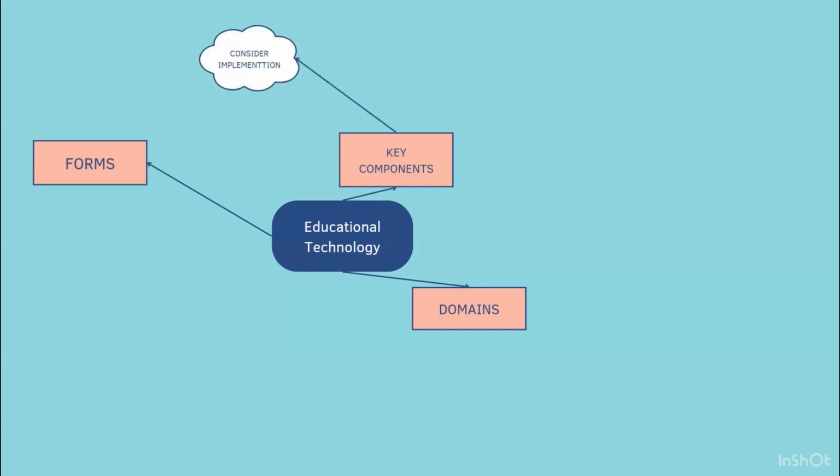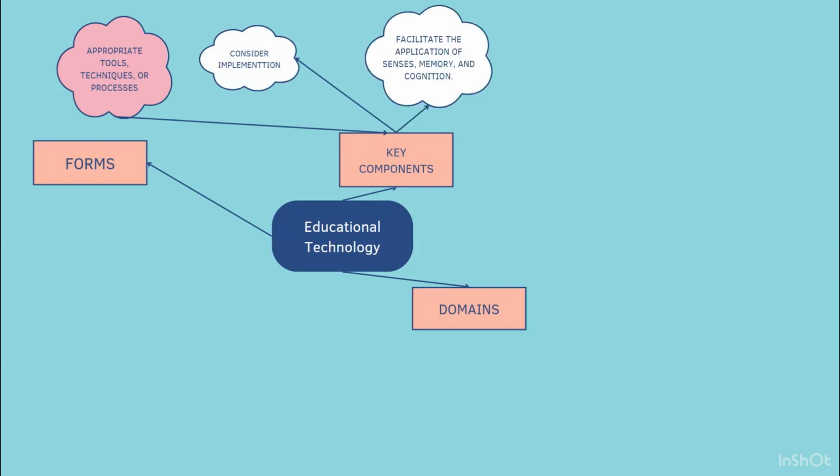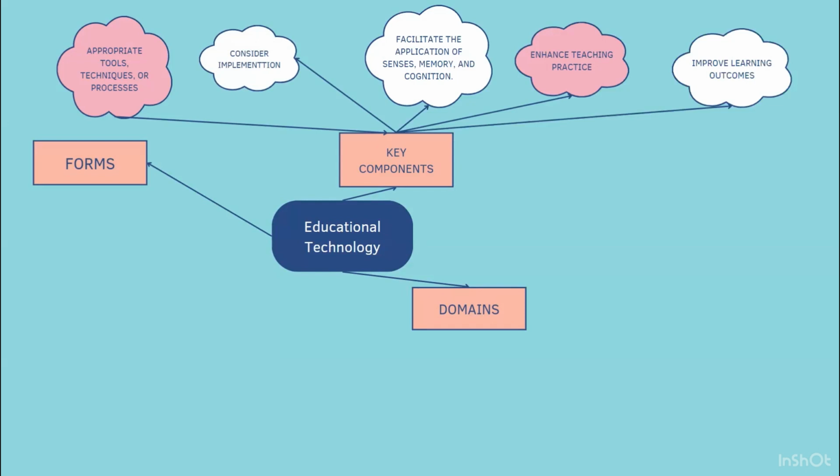First, educational technology is a concerted implementation of different technologies. Second, it uses appropriate tools, techniques, and processes. Third, it facilitates the application of senses, memory, and cognition. Fourth, it enhances the teaching practice. And lastly, the fifth one, it improves learning outcomes.